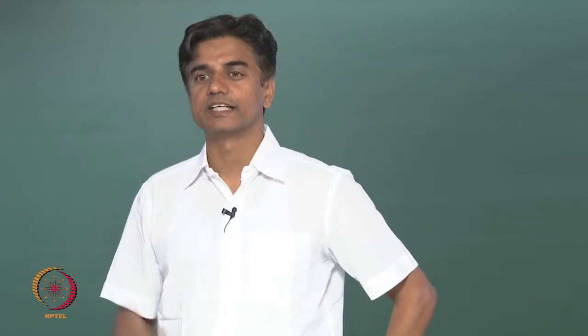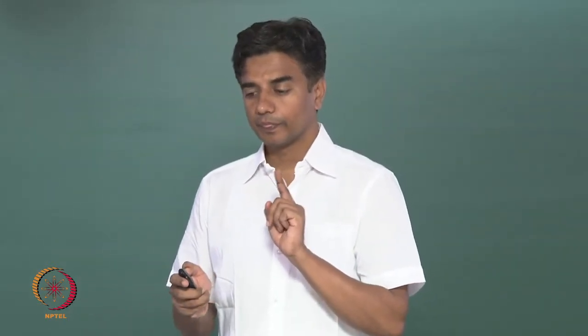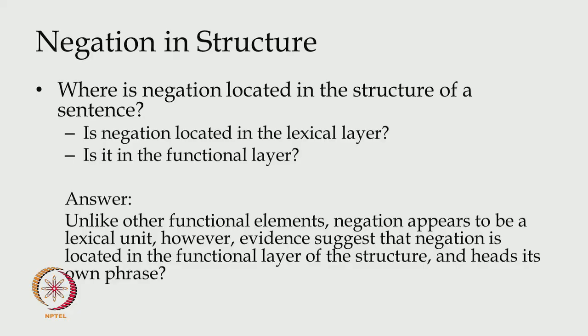But when you get in touch with other languages, you see it's not that simple. Sometimes it's a marker on something else. Sometimes it is infixed with verbs. It must not be only a lexical unit. And even though it's a lexical unit, what is its abstract representation? Do they belong to the lexical layer of a sentence or to the functional layer? That becomes a broad question at the abstract level where we need to explain this theoretically.